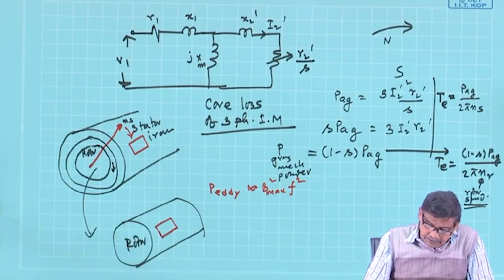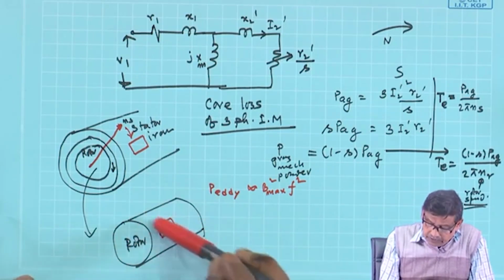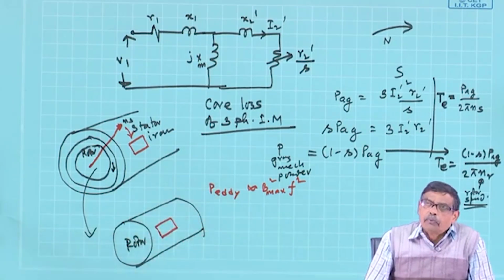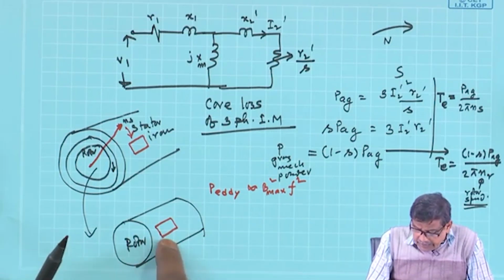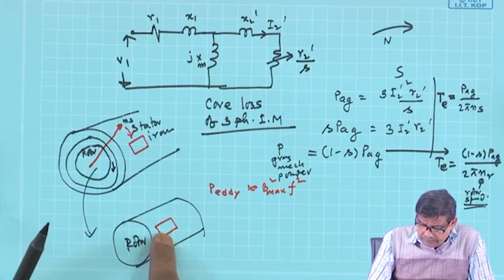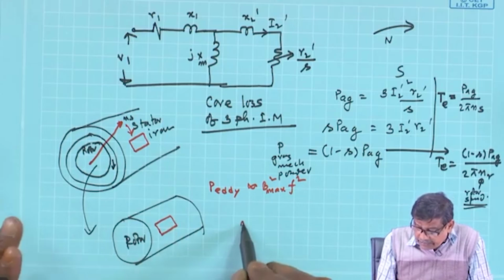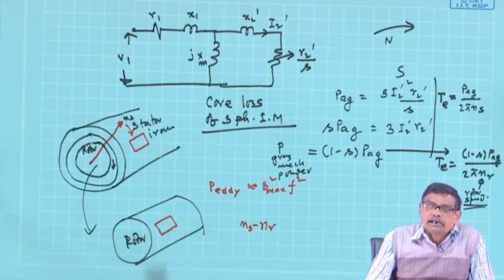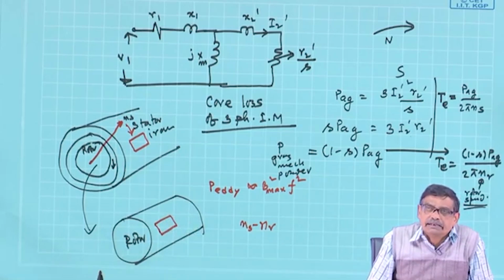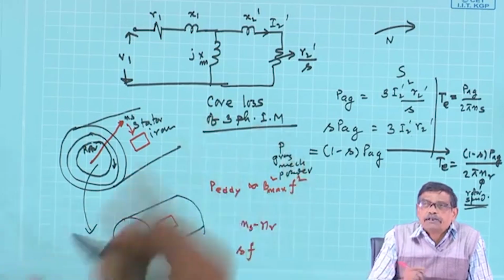We find that there is a field passing around this loop, but at what speed? You are sitting on the rotor now, you will say that the field is moving past this loop at a speed ns minus nr. Therefore, induced voltage in the rotor is decided by ns minus nr, or in fact, we have seen it, it will be SF, where supply frequency is f.